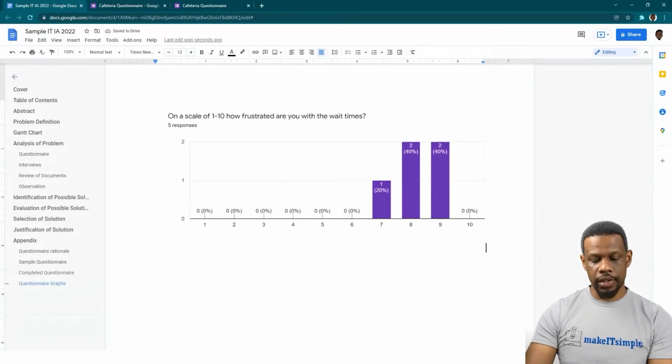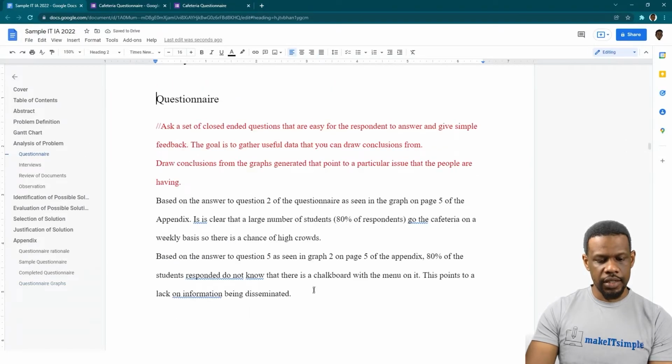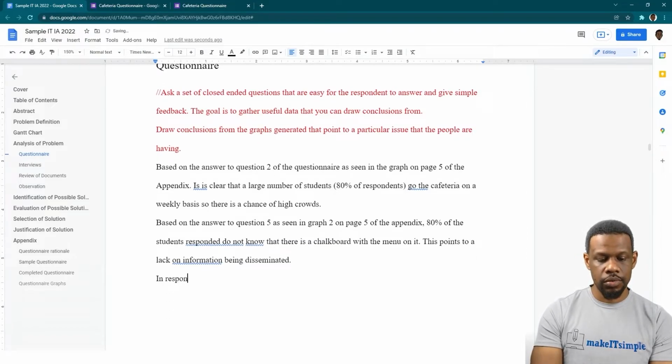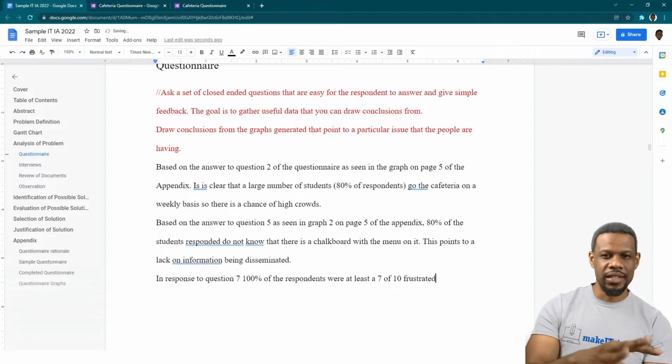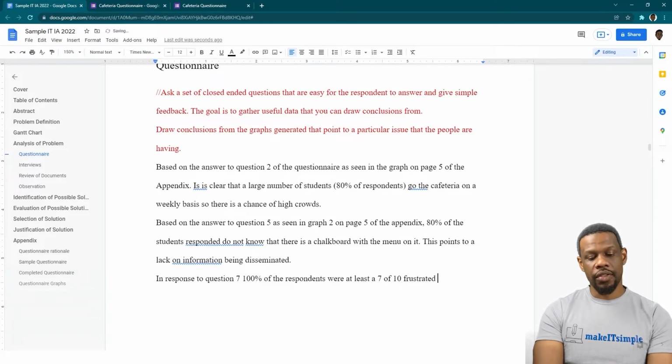This one goes down to page 6 in the appendix, so the graph 3, right? So I'll go back up to the questionnaire, and I could say, you could vary it, and like I said, based on twice, so I could say, in response to question, I don't know, question 7 or something like that, 100% of the respondents were at least a 7 out of 10 frustrated. I'm not sounding too grammatically safe, but you can realize I'm just trying to mix it up a little bit, right? 7 out of 10 frustrated with the service time at the cafeteria.